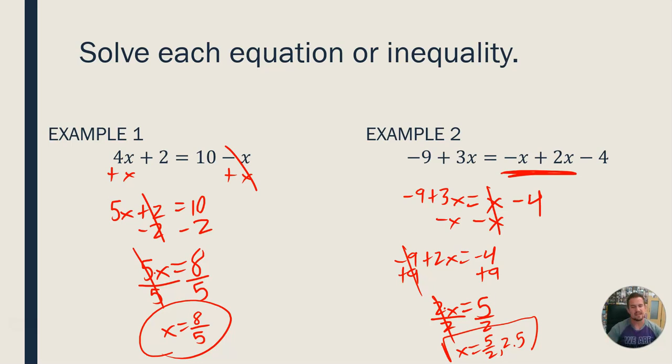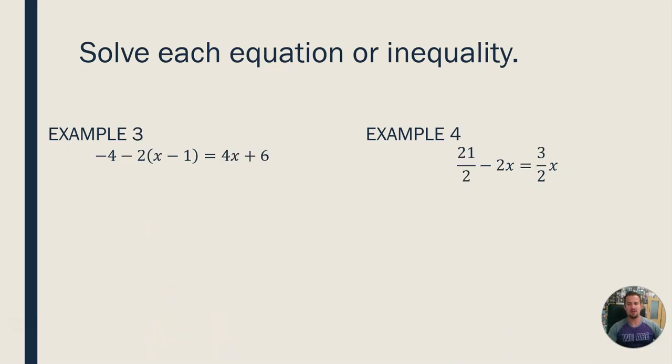Again, pretty straightforward examples. Let's look at a couple more. These ones have a couple extra things going on. Note here I have some parentheses that I'm dealing with, okay? So in this particular problem, what I would do first is simplify this expression right here, where I have negative 2 multiplied by something in parentheses, so I can get rid of the parentheses. So I'm going to multiply this negative 2 into the parentheses. I'm going to get negative 4, negative 2 times x is negative 2x, negative 2 times negative 1 is a positive 2, and that equals 4x plus 6.